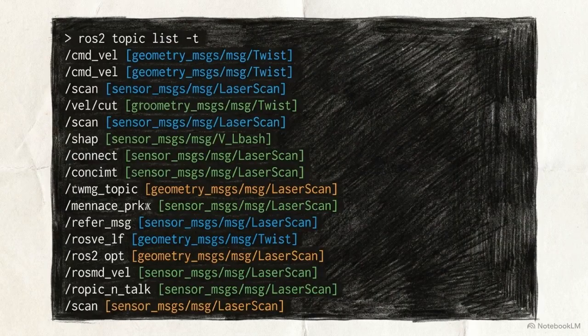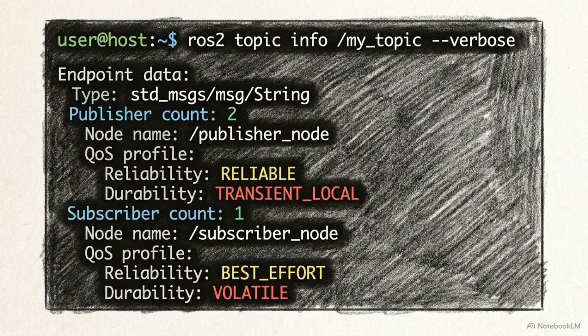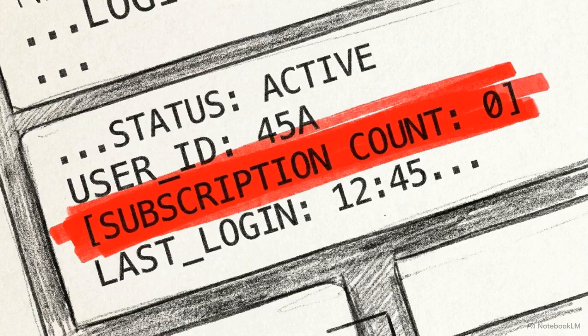To diagnose a silent connection, start in the terminal. Run ros2 topic list -t to display all active topics on your network. Once you find your topic name, inspect its exact policies by running ros2 topic info, followed by the topic name and the --verbose flag. Look closely at the publisher and subscription counts in the resulting output. If you know your node is running, but you see a subscription count of 0, you have found the definitive signature of a QoS mismatch.